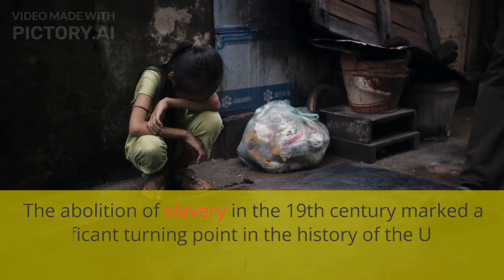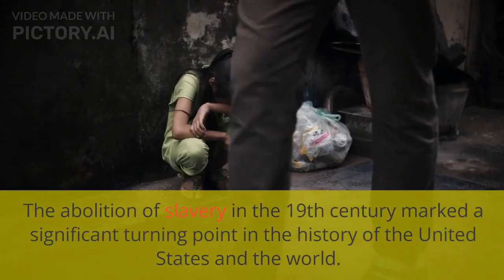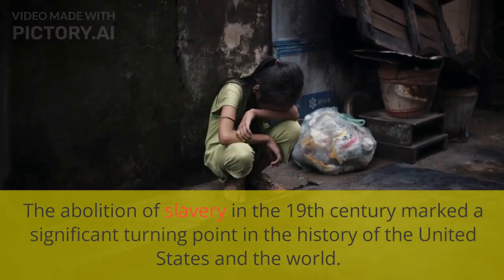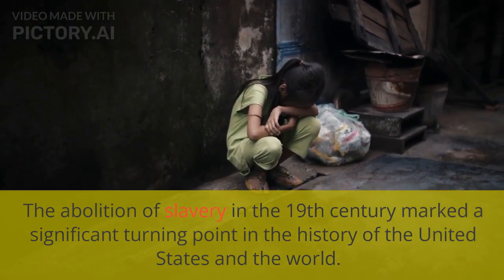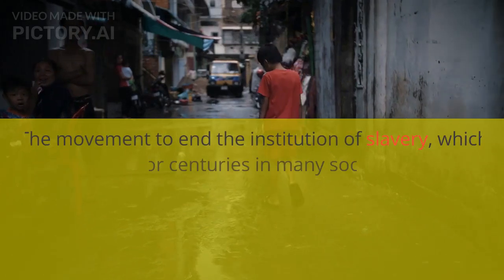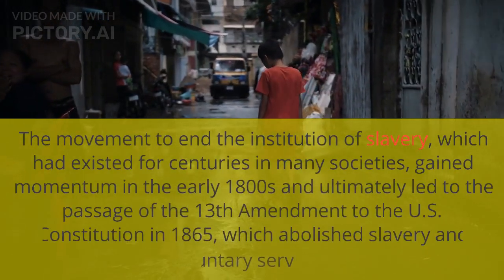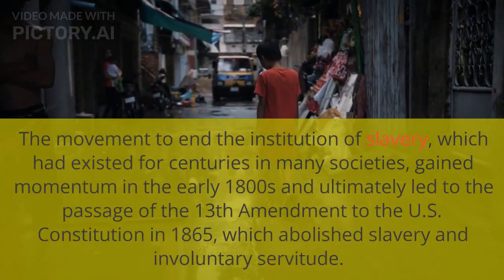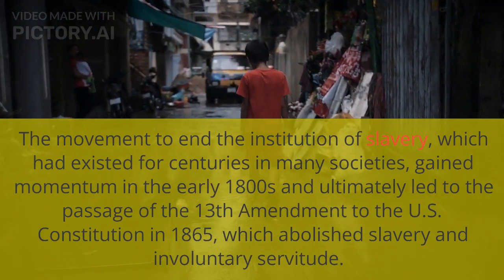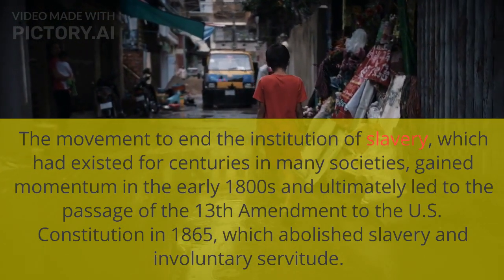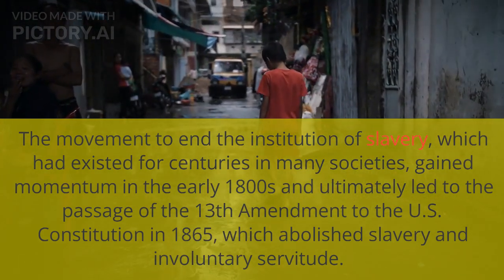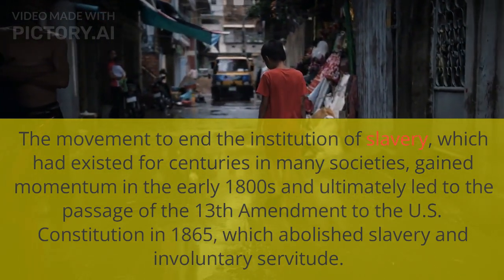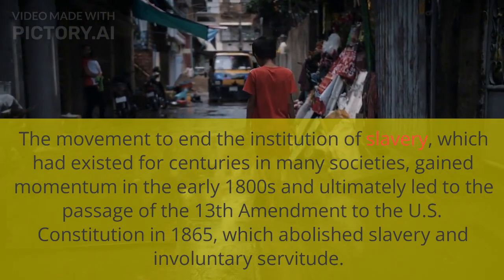The abolition of slavery in the 19th century. The abolition of slavery in the 19th century marked a significant turning point in the history of the United States and the world. The movement to end the institution of slavery, which had existed for centuries in many societies, gained momentum in the early 1800s and ultimately led to the passage of the 13th Amendment to the U.S. Constitution in 1865, which abolished slavery and involuntary servitude.